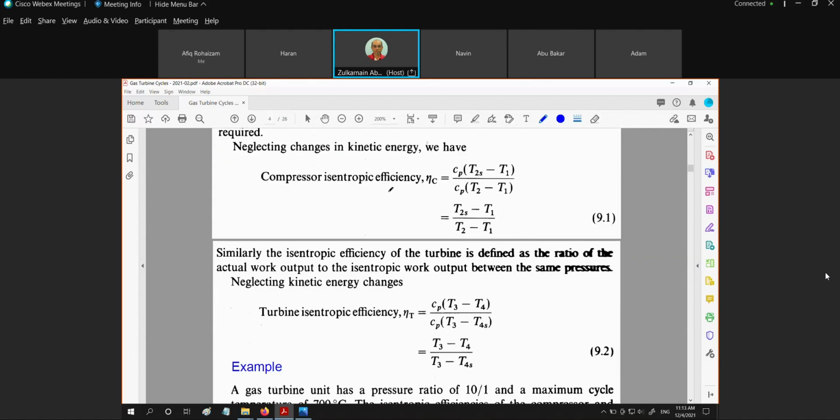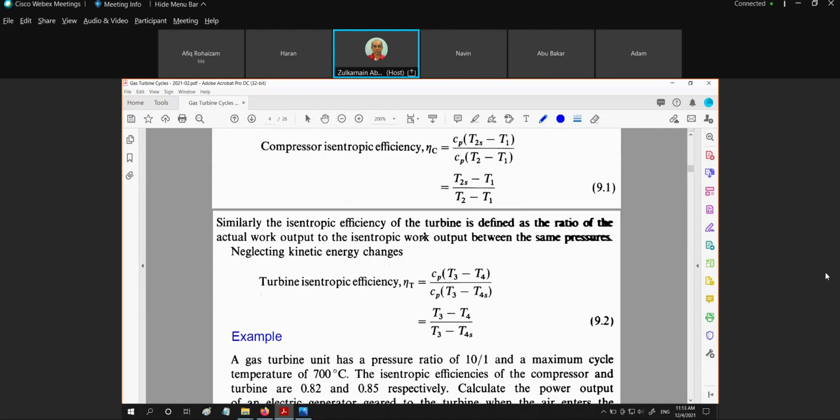So this is the isentropic efficiency of the compressor. We are assuming Cp is constant, and this is the isentropic efficiency of the turbine. Assuming Cp of the gas is constant, it is equal to what we have right here: T3 minus T4 divided by T3 minus T2.